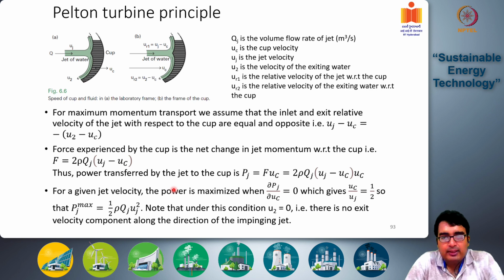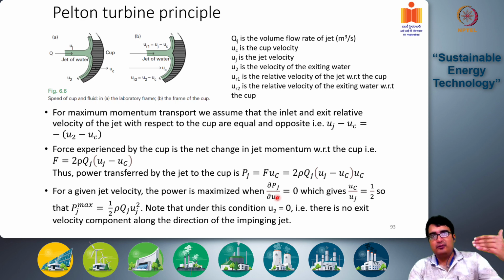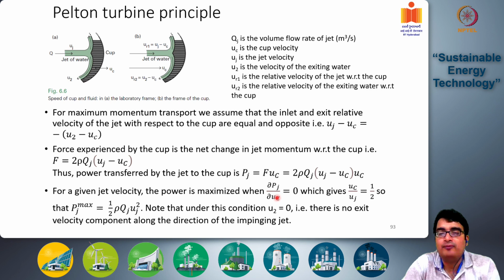Now, for a given jet velocity, the power is maximized when the derivative of the power transfer Pj with respect to Uc becomes equal to 0. Here we are saying the jet velocity is kept constant, the density is constant, and the jet volume flow rate is constant. So the only thing the power Pj being transferred to the Pelton wheel depends on is the Pelton wheel velocity Uc. If you take the derivative of the power with respect to Uc and set it to 0, you get the maximum value. So it is basically the maxima of the power transfer, given by del Pj by del Uc equal to 0.